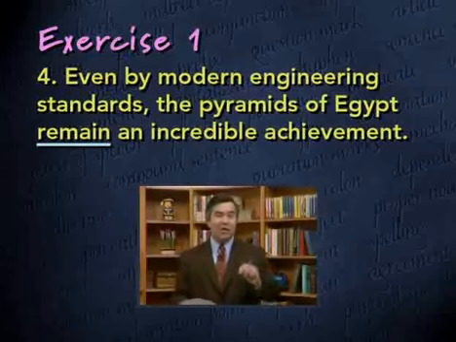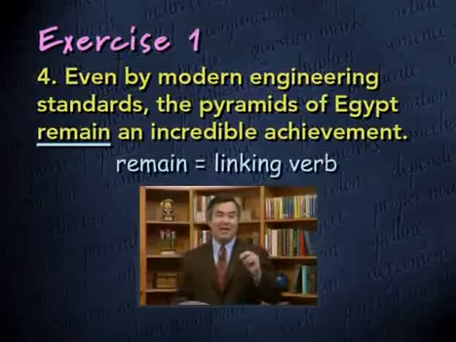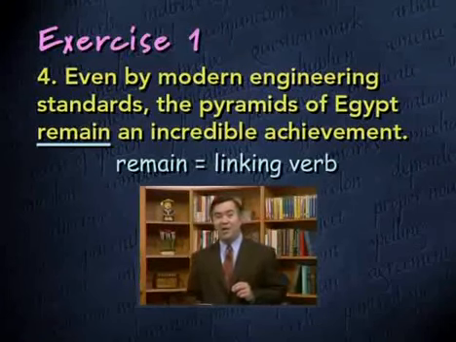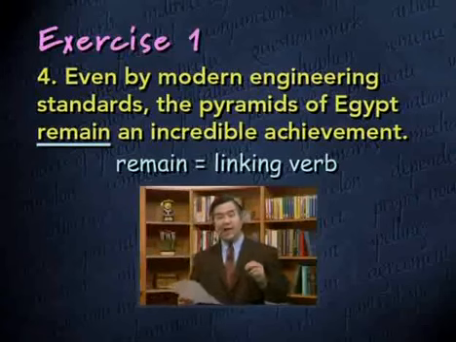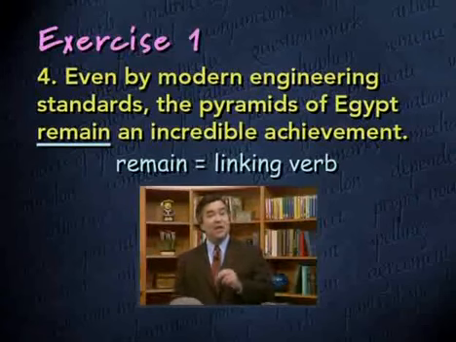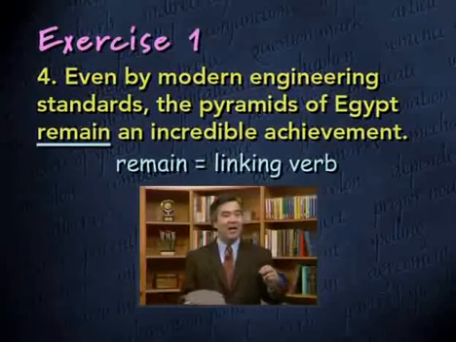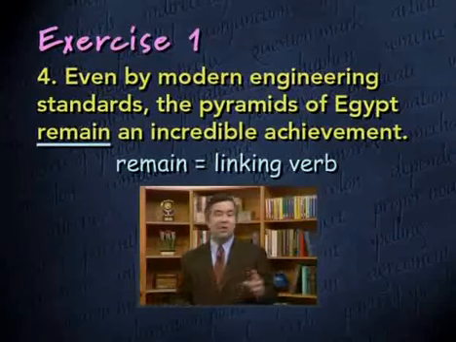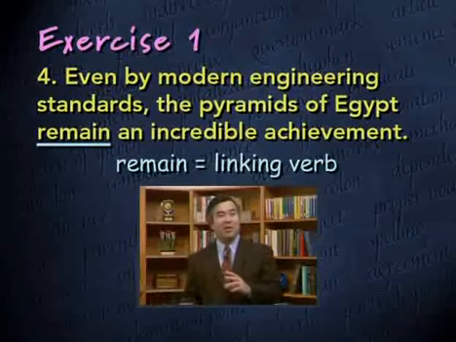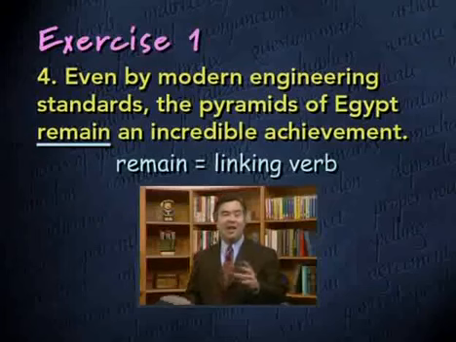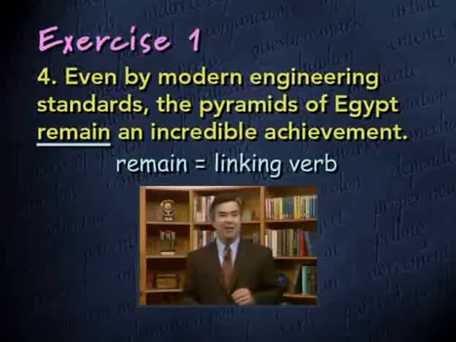And therefore, you can probably anticipate that it's being used as a linking verb, because that's how verbs of being are used. And sure enough, what follows the verb remain is an incredible achievement. These words explain what the pyramids of Egypt are. They are an incredible achievement. So what comes before and after the verb in this sentence, those two things are being equated. We're being told that they are the same as one another. And that makes the verb remain a linking verb.